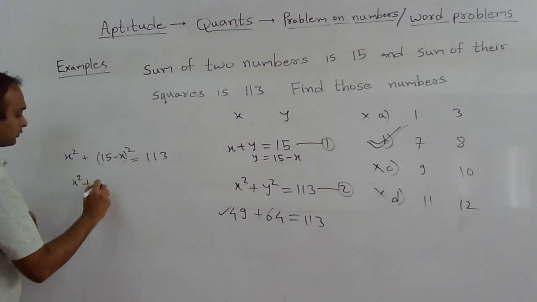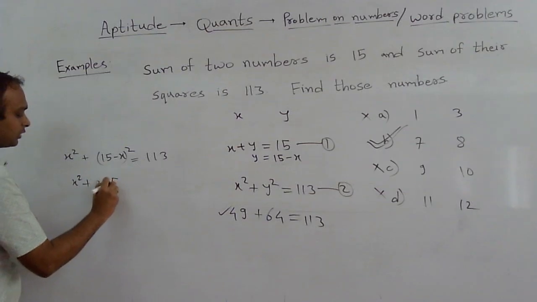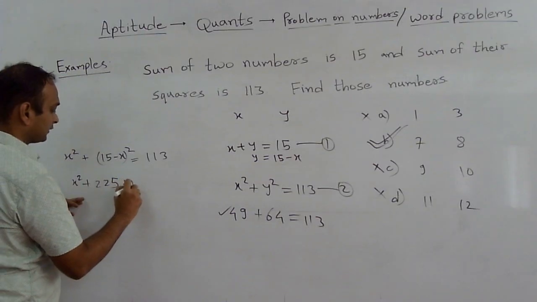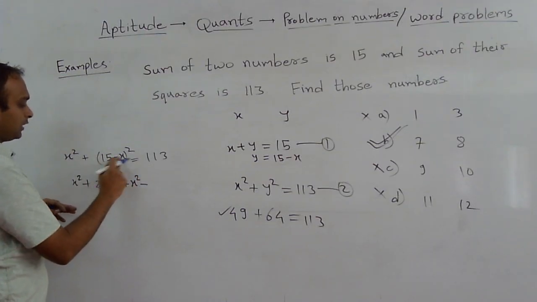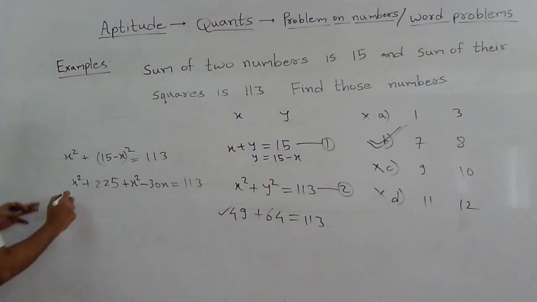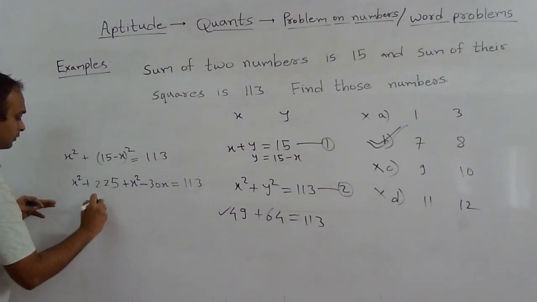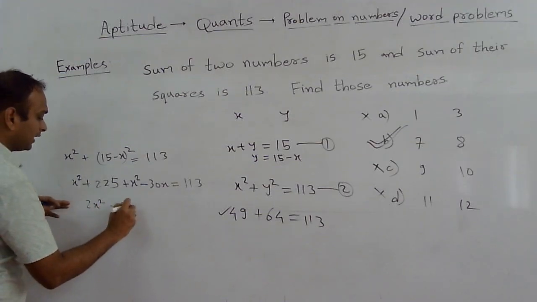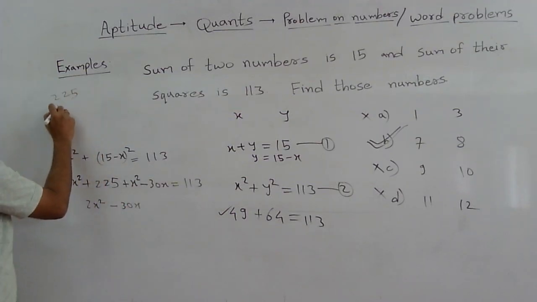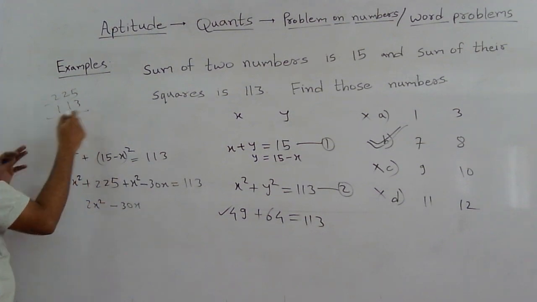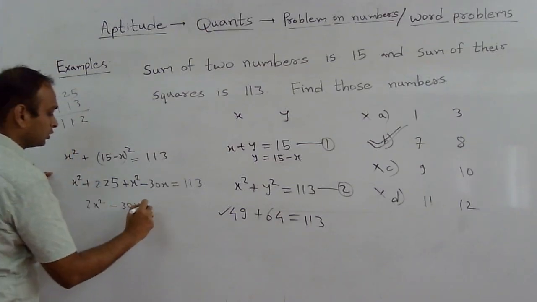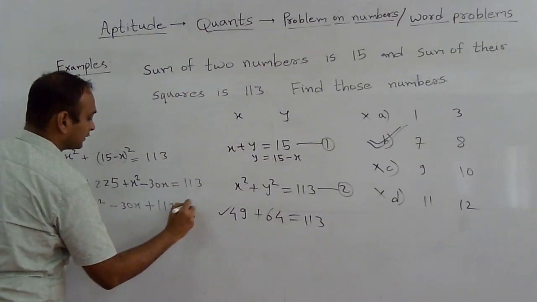So x square, square of 15 is 225. I will write it down directly. So 225 and plus x square minus 15 into x into 2, so that is 30x, and this is equal to 113. So here x square plus x square is 2x square, minus 30x, right? And this 113 can be brought on this side. So 225 minus 113, we can do on the separate side. So this gives 112 as the remaining part, and this equals 0.